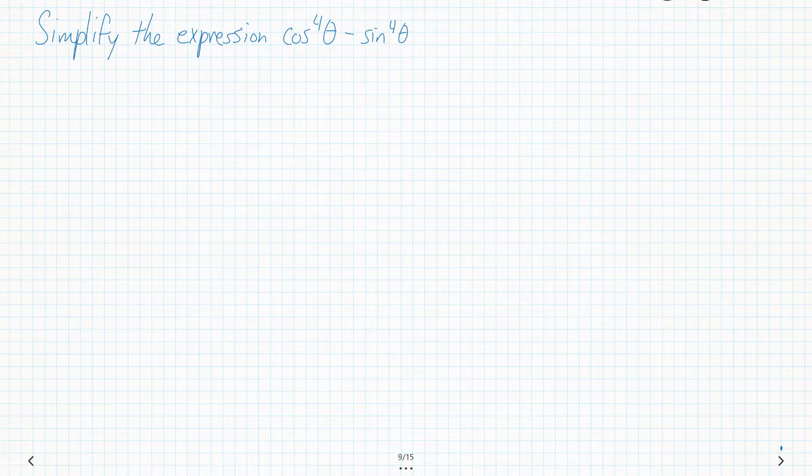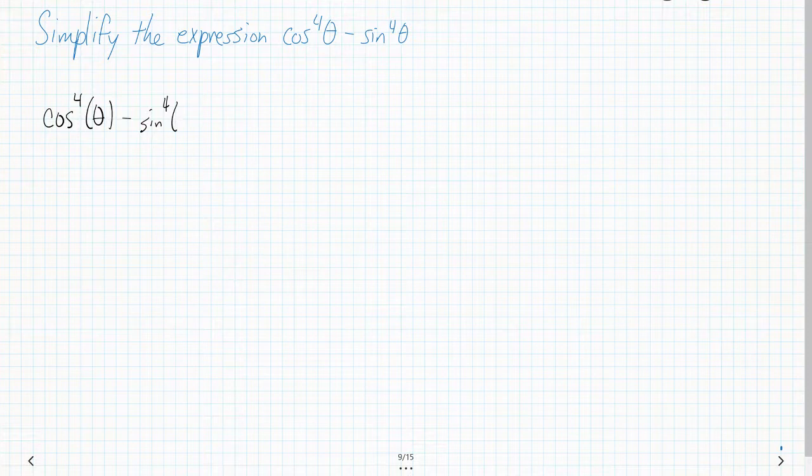And so one that might be a little bit more interesting is cosine to the fourth of theta minus sine to the fourth of theta. How do we break this thing apart? Well, this looks kind of nasty at first. And what you might recognize, or you might not, just depends, is that this is a difference of squares. And what do I mean by that?